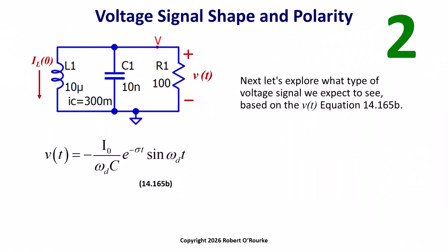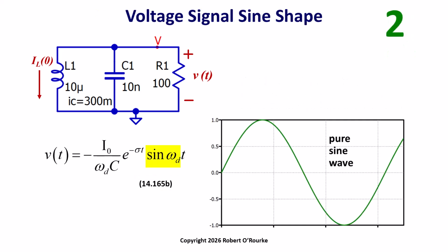Section 2. Voltage, signal shape, and polarity. The question is, what voltage signal shape and polarity do we expect to see based on the time domain natural response voltage equation 14.165b for this RLC circuit? Based on the sine omega d term in equation 14.165b, we expect to see something like a sine wave as shown in the graph.